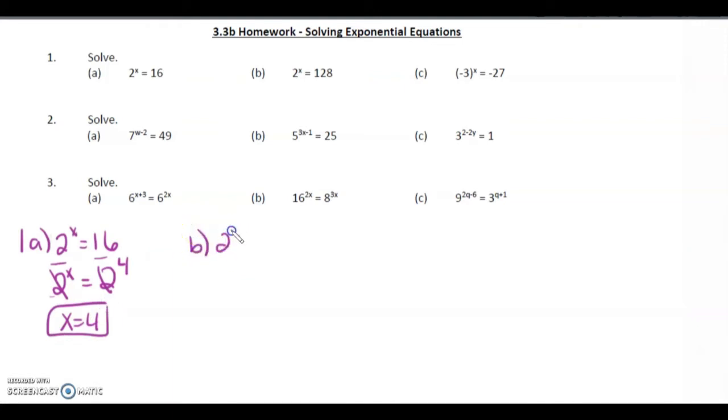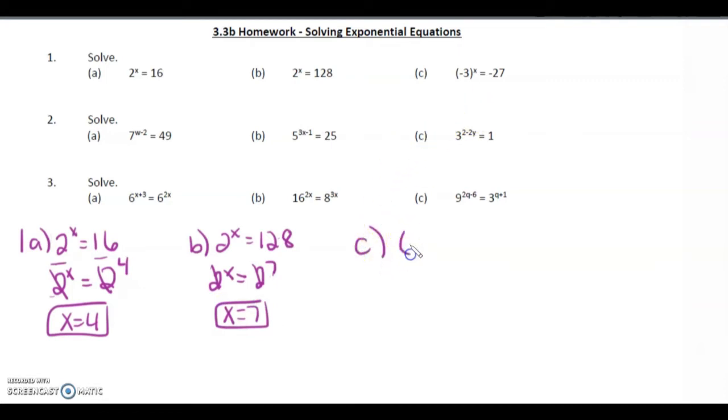Okay, b, we have the same number. We're still working with a 2. So we have 2 to the x equals, and 2 to what exponent equals 128? I get 7. So 2 to the exponent 7 equals 128. So we can substitute 2 to the 7 in directly. We cancel out the bases since they're the same, and we get x equals 7.